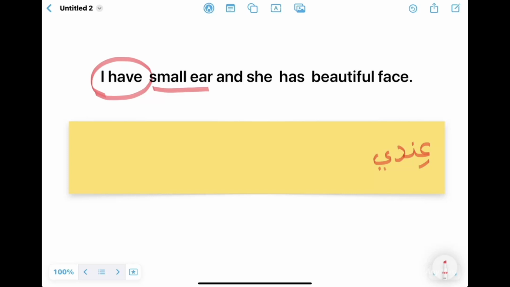Small ear. First translate ear. What is ear? Udhun. Small. What is small in Arabic? Saghir, right? Come on, write. Sad and then ghain. Small shape of ghain. And then ya. Saghir. And means wa. Very good.